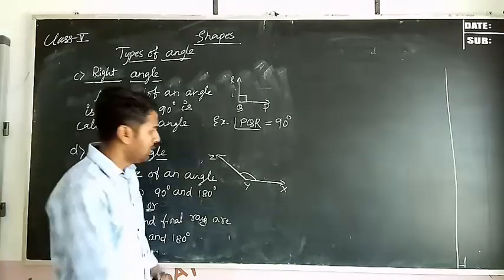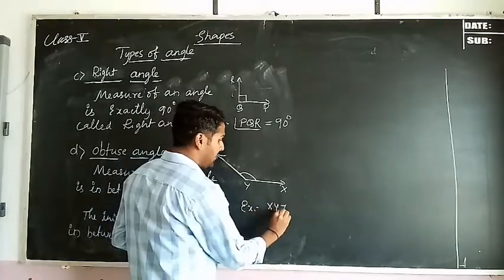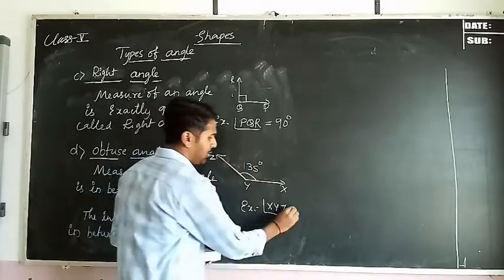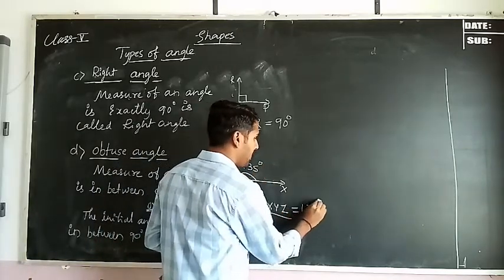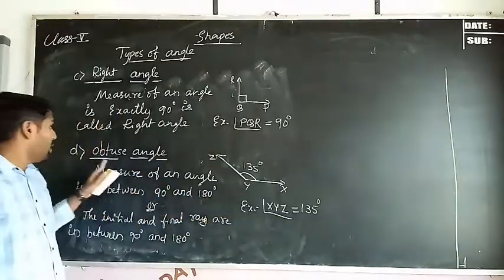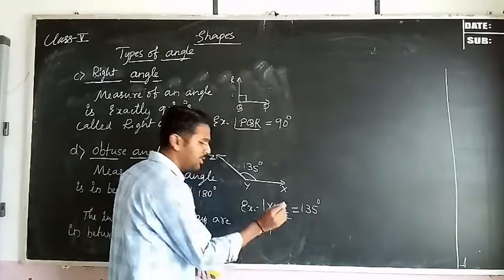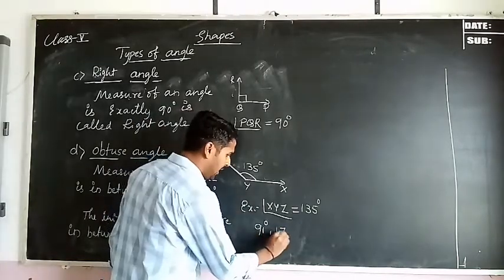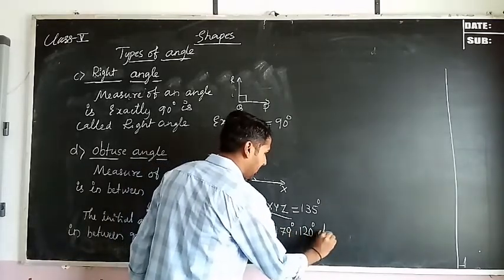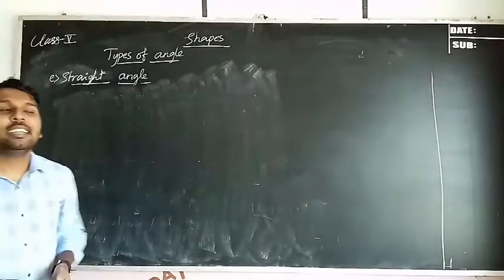So example, take this x, y, z. Take it maybe 135 degree. You can get other examples for obtuse angle. I'll write 91 is also possible, 179, 120, etc. Okay. Next one is straight angle.